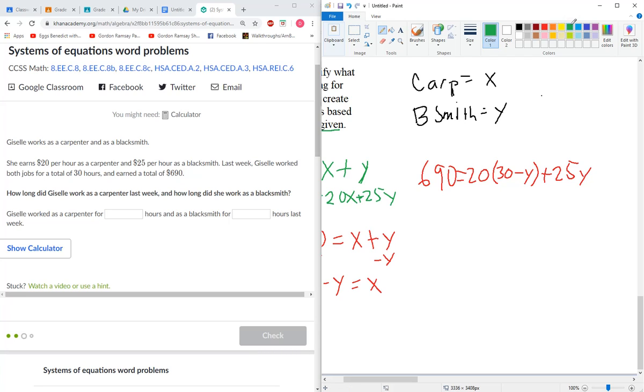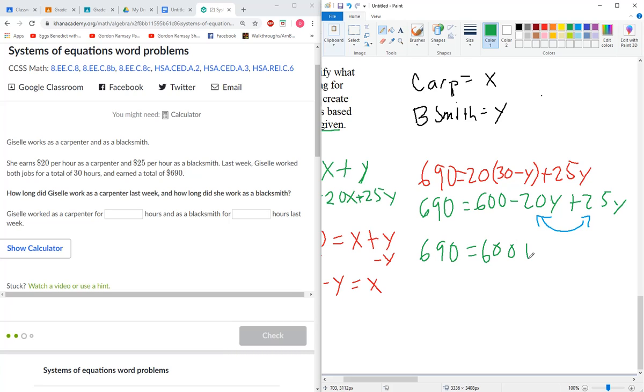Then you just simplify it out. So 690 is equal to 20 times 30 is 600. 20 times negative y is negative 20y. And plus 25y. I'm going to combine these. So I end up with 690 is equal to 600. Negative 20y plus 25y should give me 5y. And then I'm going to minus 600 from both sides because I'm solving for y now. So I end up with 90 is equal to 5y. Then I'm going to divide both sides by 5. And I end up with y is equal to, I believe that's 18.